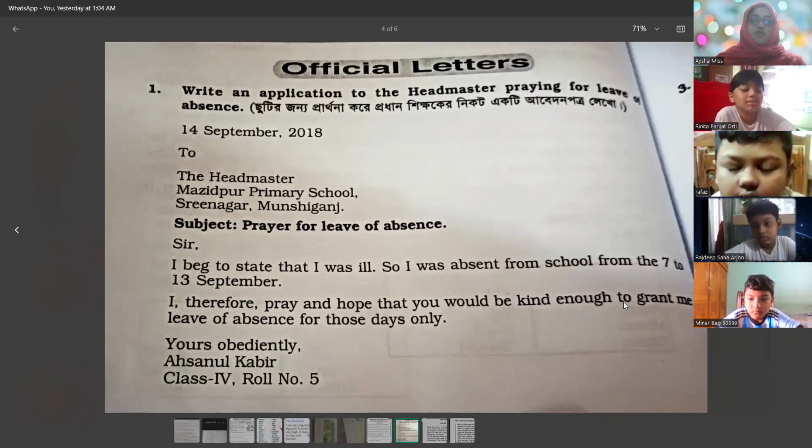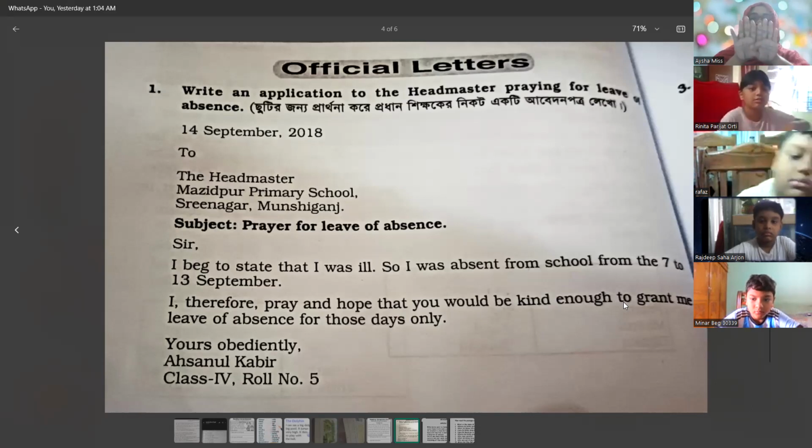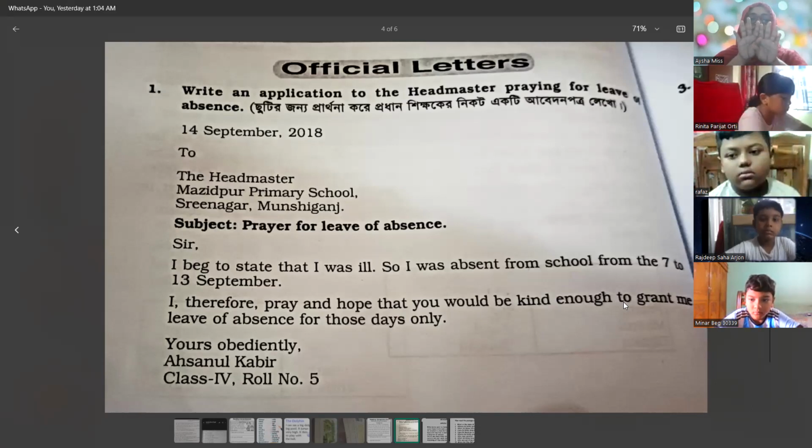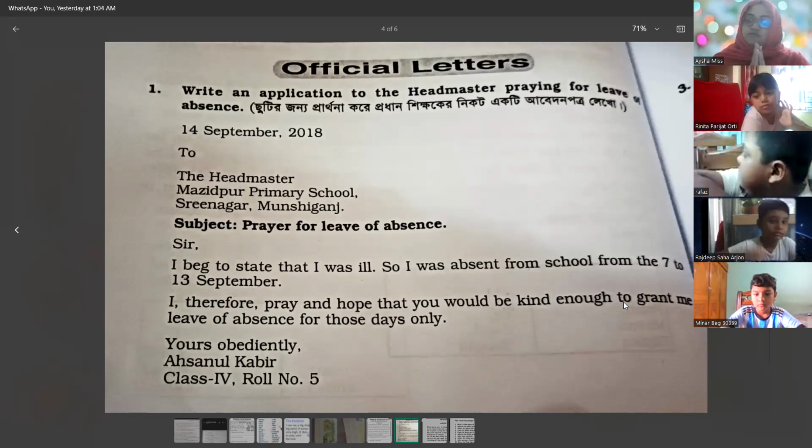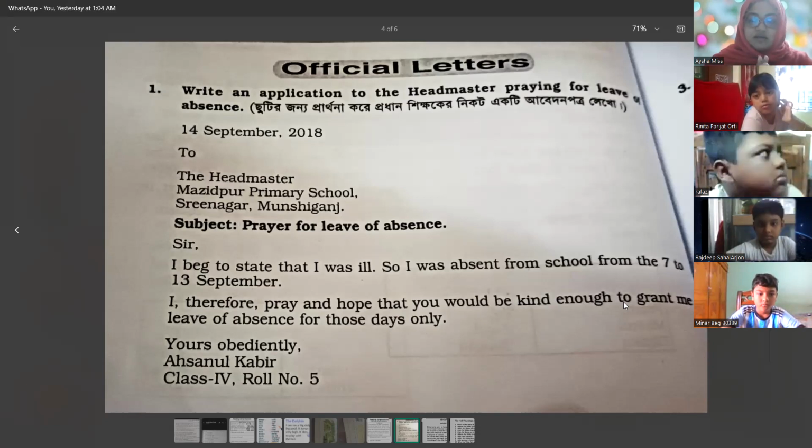Look, the first rule is, when you open your copy, you have to start from here and go on to that page. Don't start from here and skip the page. Never do it. First rule, everyone.